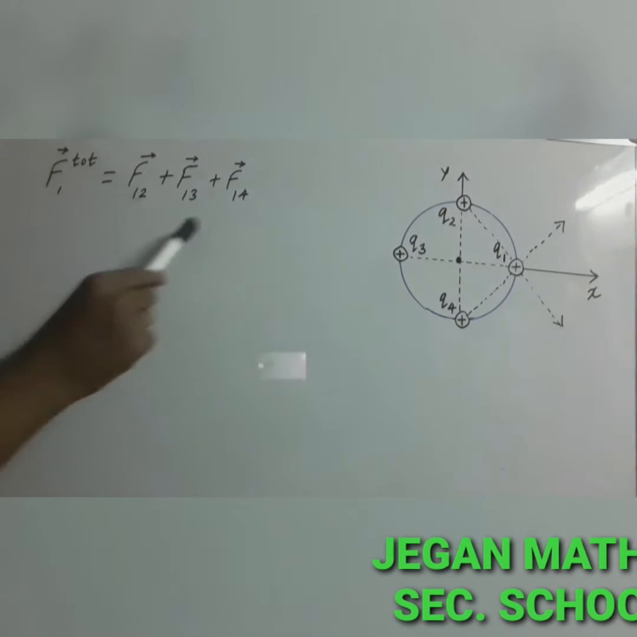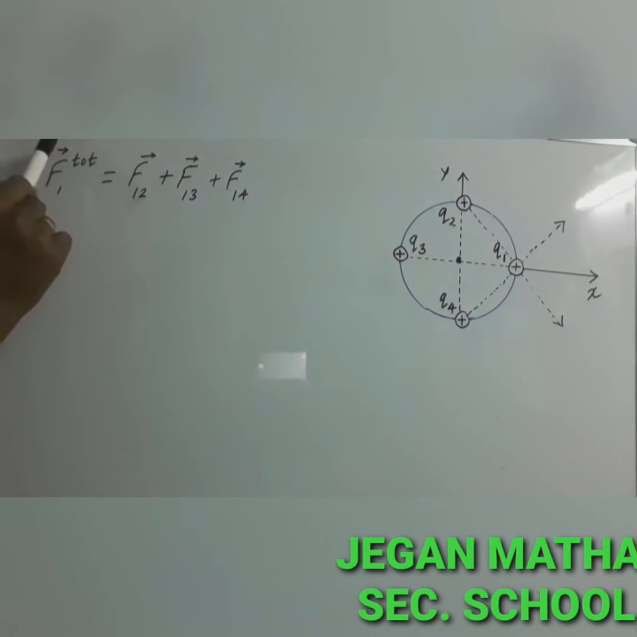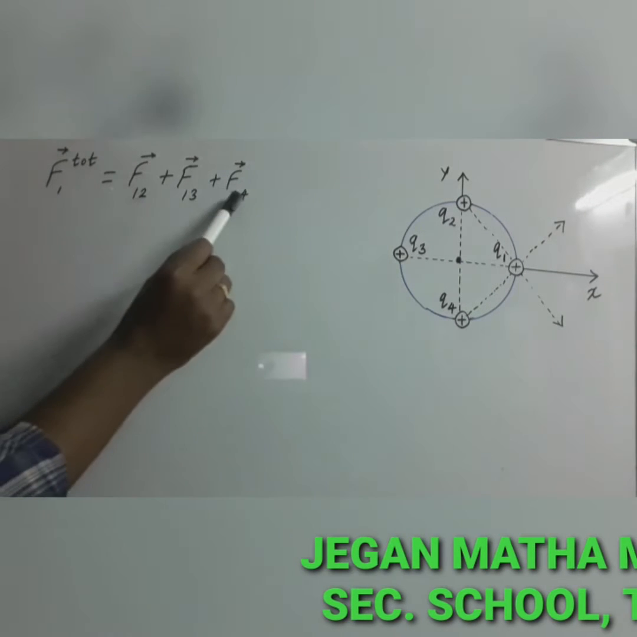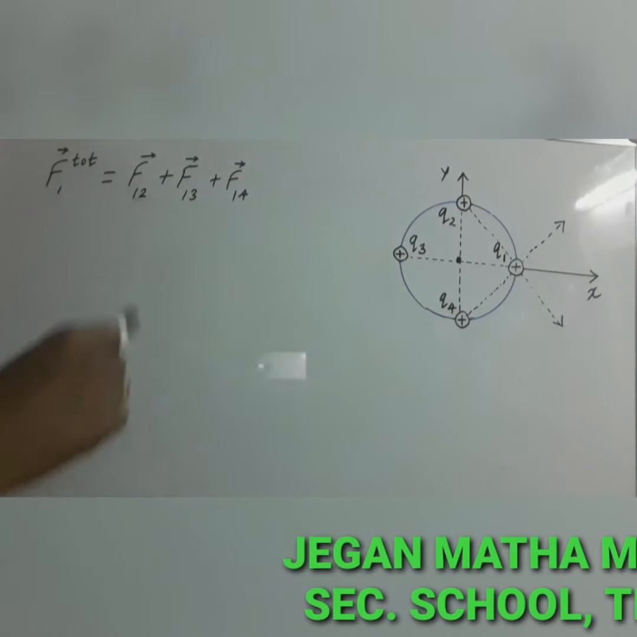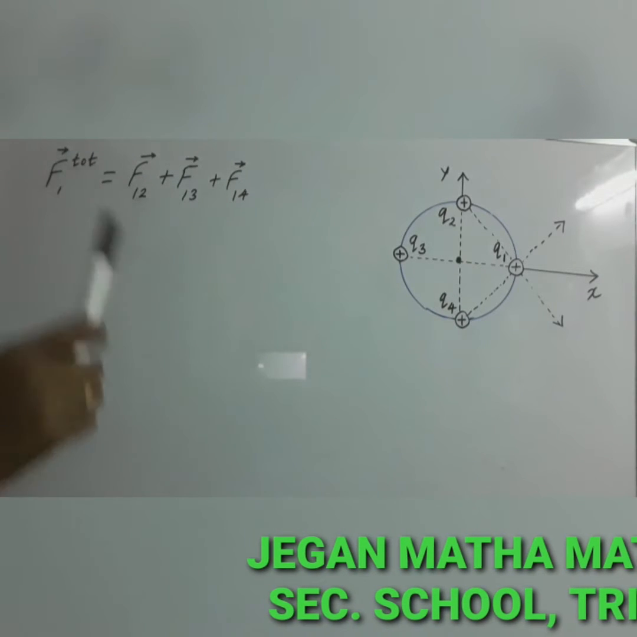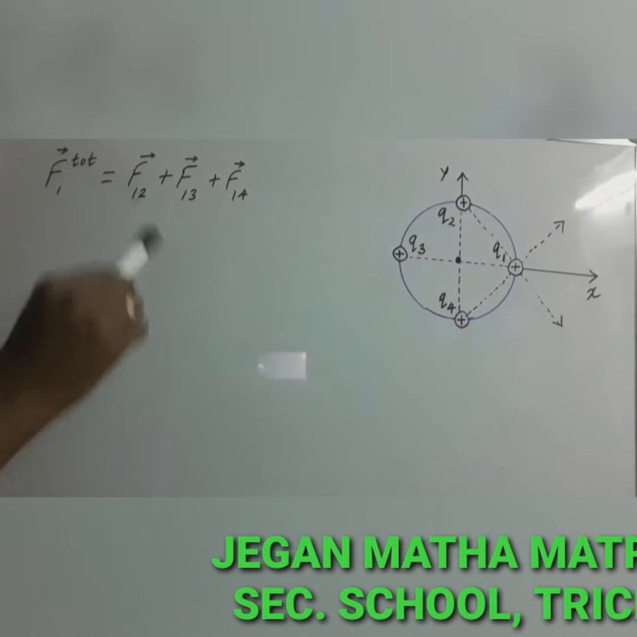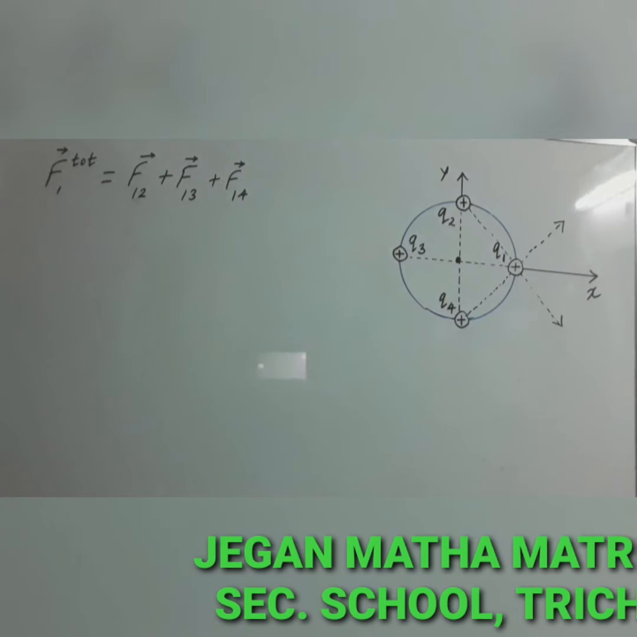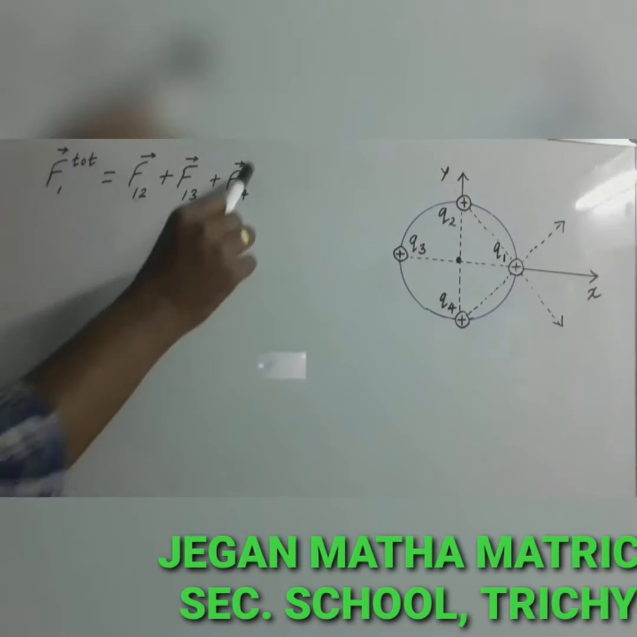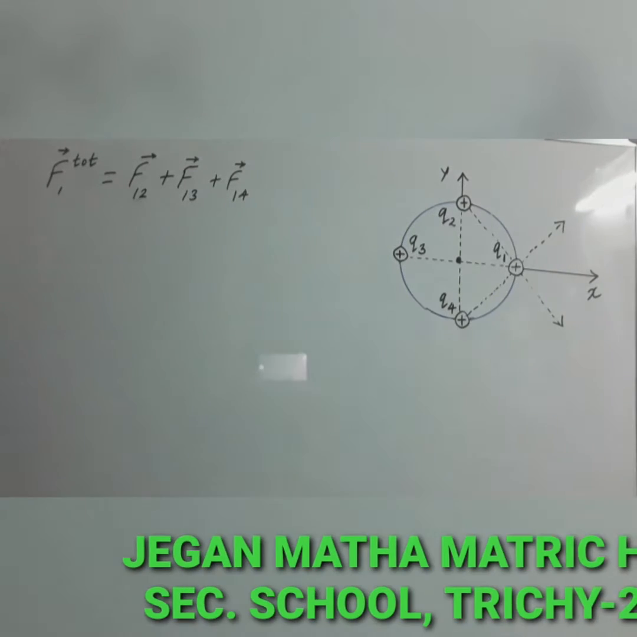I have written the expression for the superposition principle. Here it represents the total force applied on Q1, which is equal to the sum of the forces between the other charges and the charge Q1. First, F12 represents the force applied by the second charge on the first charge. Here it represents the force applied by the third charge on the first charge. F14 represents the force applied by the fourth charge on the first charge.